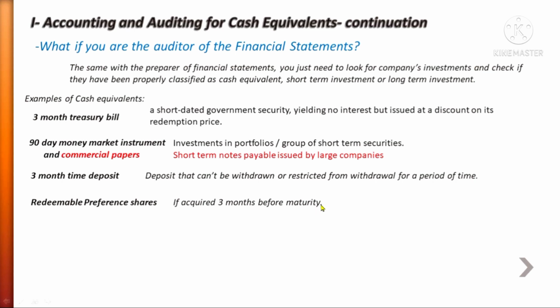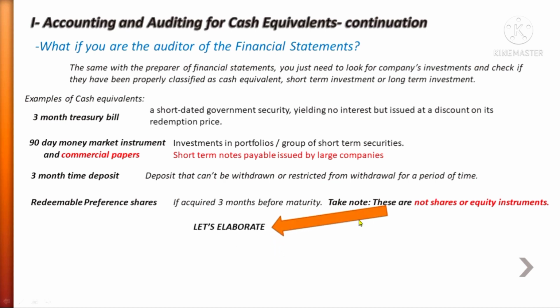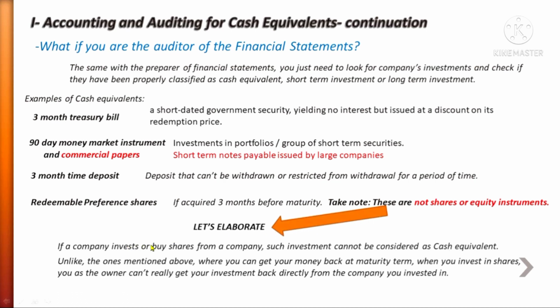And the answer to your question is yes, the redeemable preference shares has a maturity date. And even if you can find it in its name, the word shares, actually these are not considered as shares or equity securities. Why? Because I told you earlier that shares or equity has no maturity date, so it can never ever be classified as cash equivalent because it will not pass the requirement, which is again, it should be acquired 3 months before maturity because it has no maturity. Shares can only be classified as short-term or long-term investment.